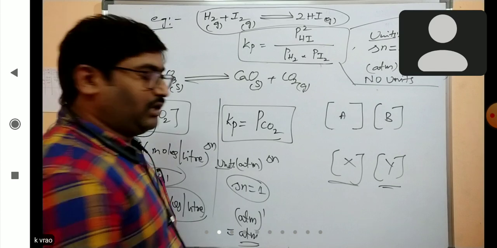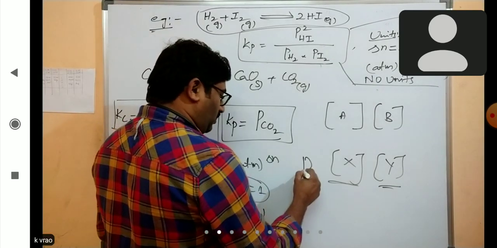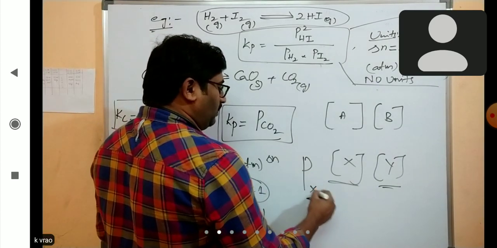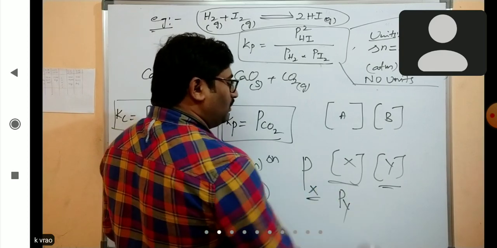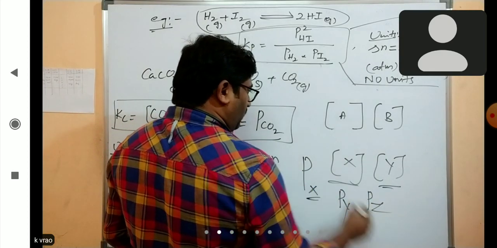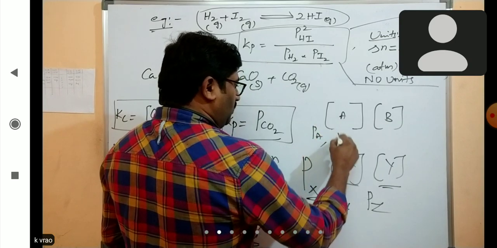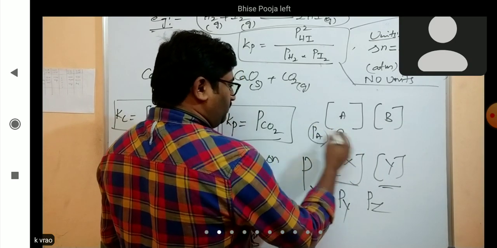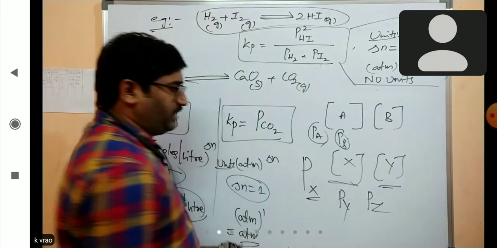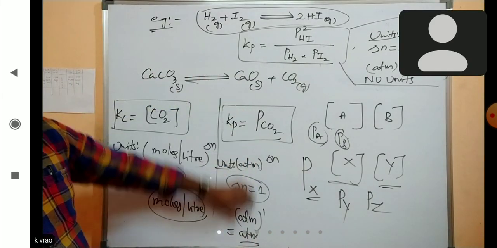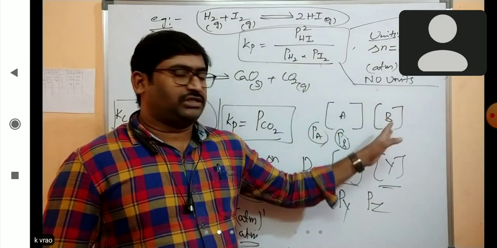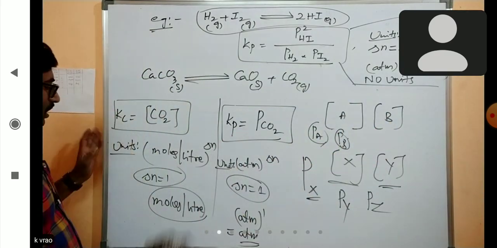In a chemical equilibrium, if you write a partial pressure of X, nothing but this is the pressure of the X, partial pressure of Y, partial pressure of Z, partial pressure of A, partial pressure of B. So these PA, PB, PX, PY, PZ are under the Kp expression. Concentration of A, concentration of B are under the Kc expression.